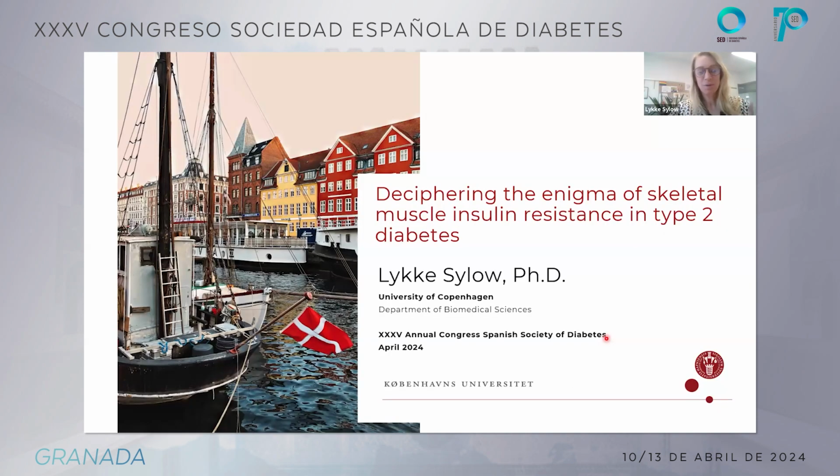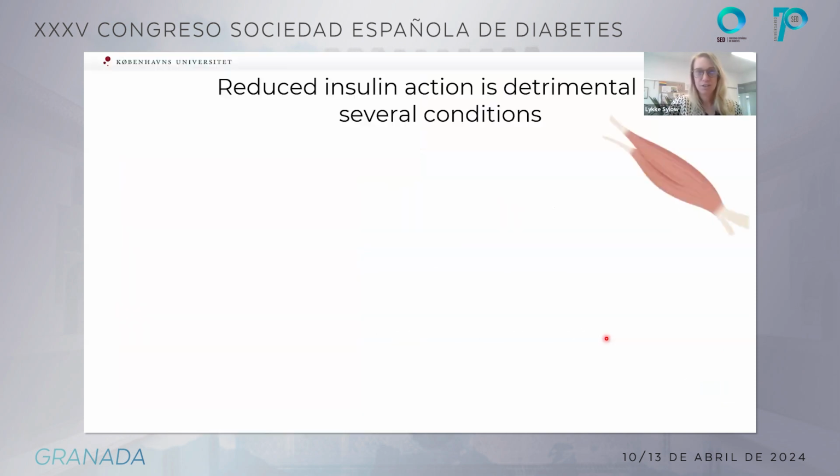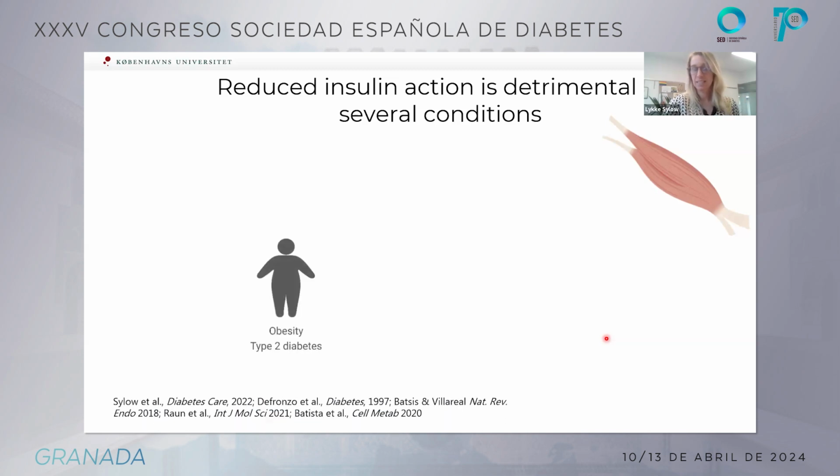I don't know if you heard me at all, but I just want to thank the organizers for inviting me, and I regret that I'm unable to travel at this time. I'm here to speak about skeletal muscle insulin resistance in type 2 diabetes and why I think this is very important and also a place where we can hopefully find targets to treat insulin resistance. Insulin is a very crucial hormone that, amongst many different functions, controls blood glucose, and these actions are reduced in several conditions, including obesity and type 2 diabetes, which is why we are here.